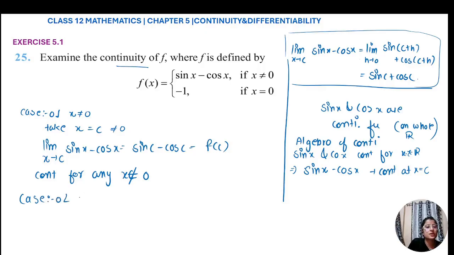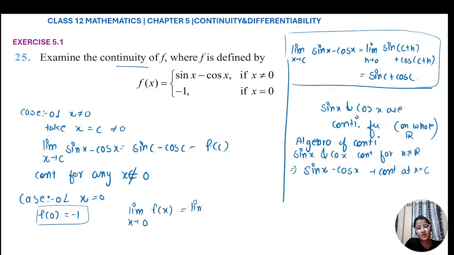Now let's move to case 2. What is case 2? When my x is equal to 0. As you can see, when x is equal to 0, the function value is defined as -1. Now, for continuity, the function value should be equal to the limit value. So let's find the limit. It will be the limit as x tends to 0 of f of x, and since we are approaching 0, it will not take the function value where x is exactly 0. So our function value here will be sin x minus cos x.